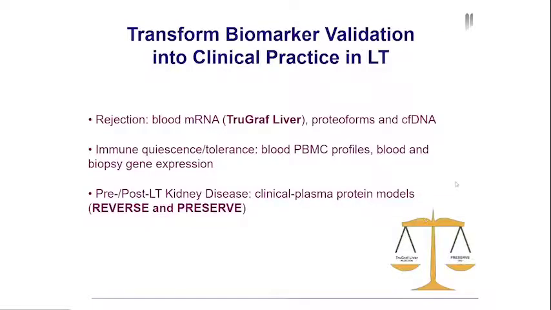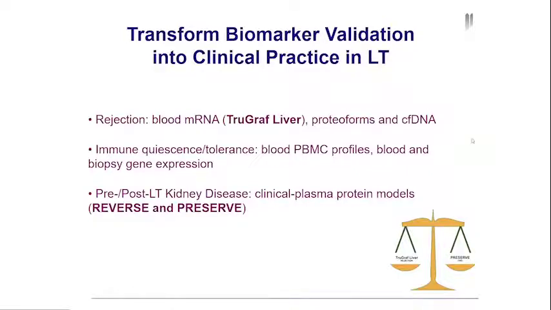So just in summary, most of this work has occurred in the post-liver transplant environment. And really what we want to do now is take biomarker validation, and we validated some of these biomarkers, and take it into clinical practice in liver transplantation. So the TruGraf liver, which is the 36 gene expression test in the blood, we're developing this for prediction of rejection and also healthy transplant. And we have strong interest in studies and grants to minimize immunosuppression and use the blood marker to guide this.